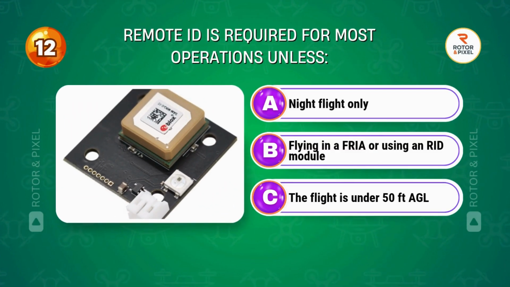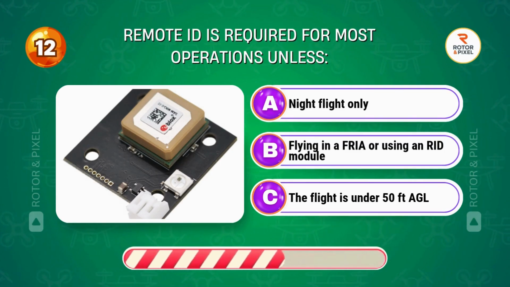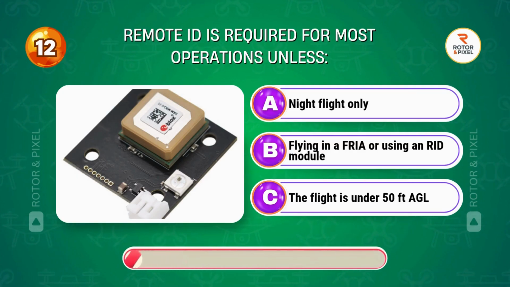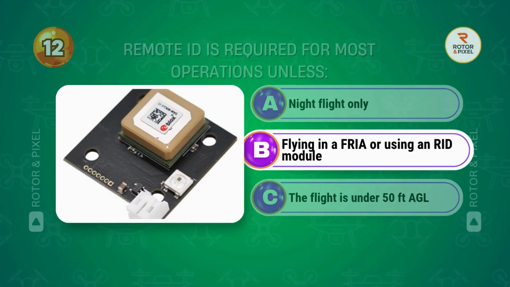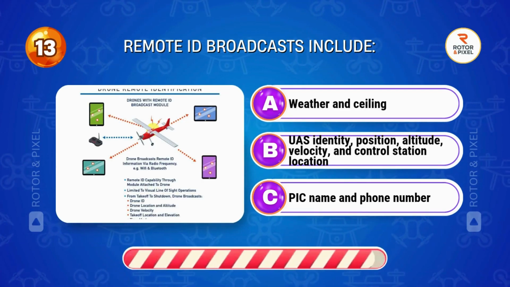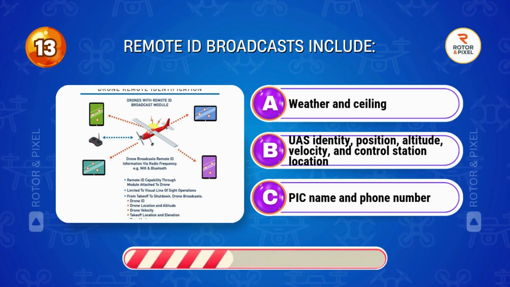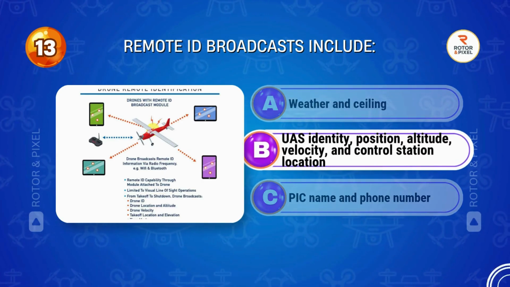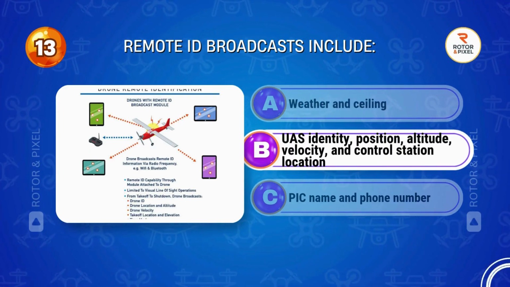Remote ID is required for most operations unless Answer B, flying in a FRIA or using an ID module. Remote ID broadcasts include Answer B, UAS identity, position, altitude, velocity, and control station location.